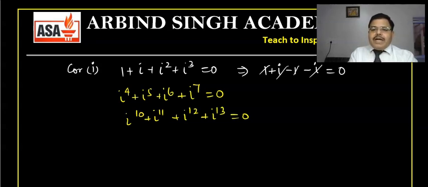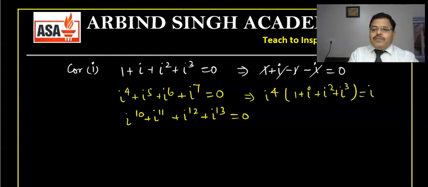Why is it so? Because iota to the power 7 can be calculated like this. You may calculate it: iota to the power 4 is 1, and iota to the power 5 is iota. Or even if I take iota to the power 4 common, what will happen? 1 plus iota plus iota squared plus iota cubed, and all these are equal to 0. So iota to the power 4 into 0 is equal to 0. Our iota to the power 4 is nothing else but 1.